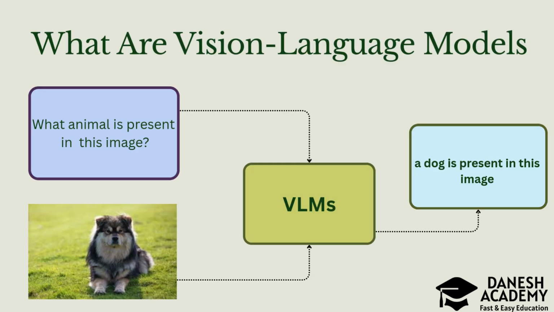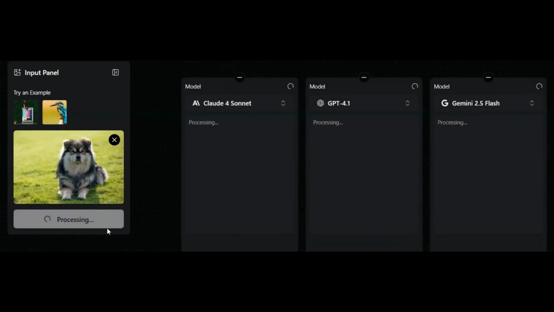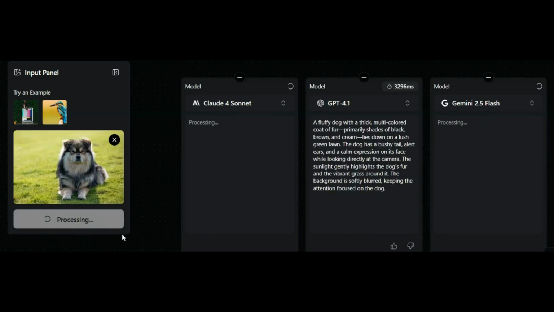Vision language models, or VLMs, are a new type of AI model that can understand both images and text. Instead of just reading or just seeing, they do both. This allows them to generate captions for images, answer questions about pictures, and even hold conversations about what they see.